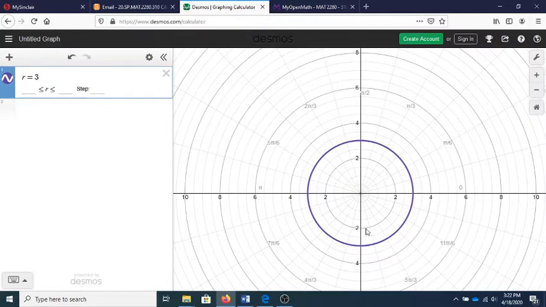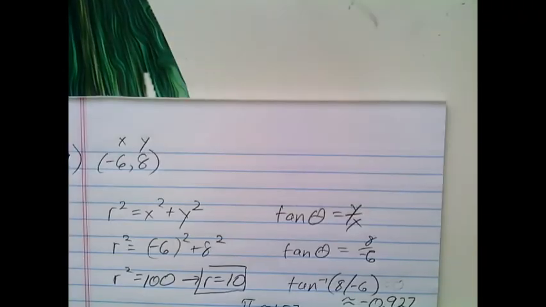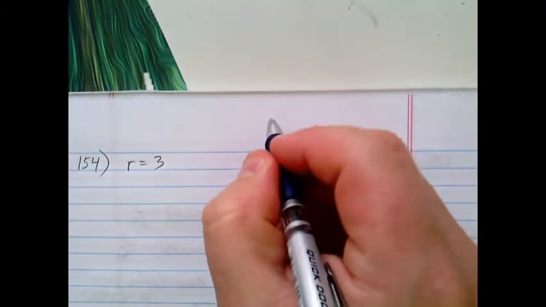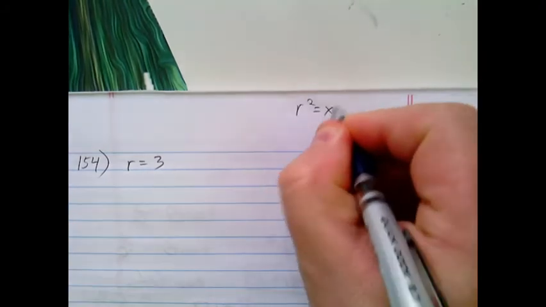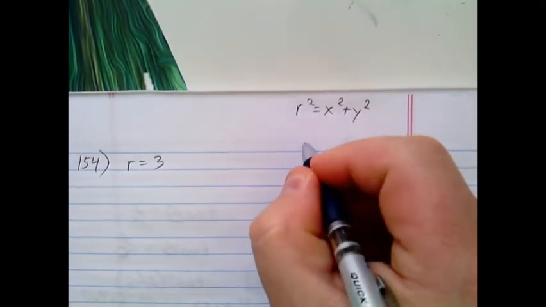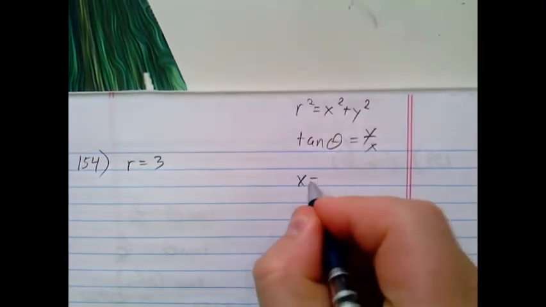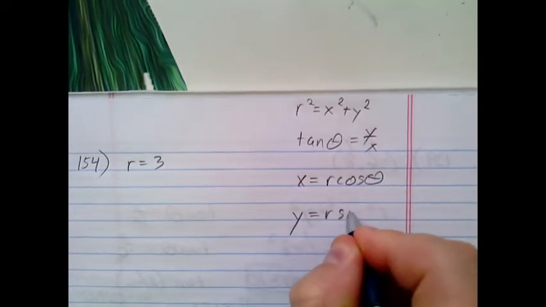Okay. Now let's check that out on paper real quick. So I was given r equals 3. Now let me jot down some formulas I have here. I've got r squared equals x squared plus y squared. I've got tangent of theta equals y over x. I've got x equals r cosine theta, and y equals r sine theta.